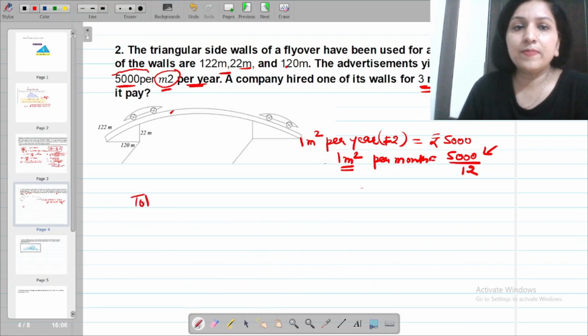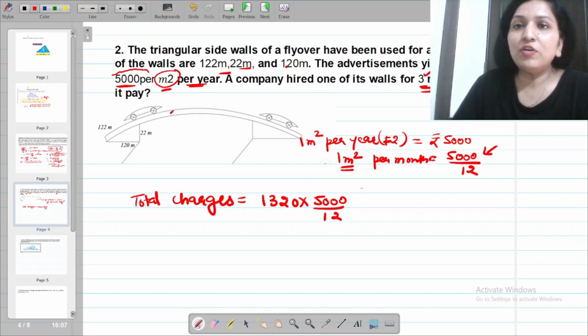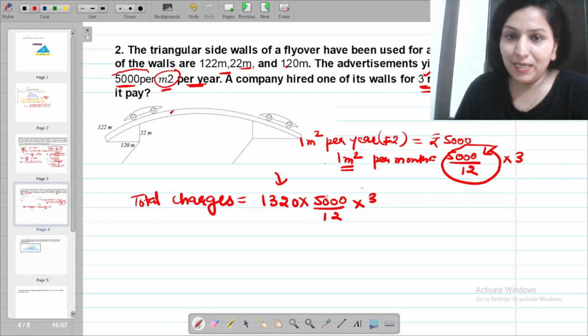So total charges is the area that we have calculated, 1320. For 1 meter square, it is 5,000 upon 12 per month. This is for one month. But we have to give the rent for 3 months, so we have to triple this. Listen again, this charge is for 1 month. If I have to give for 3 months, I triple it, but this much money is for just 1 meter square. But my total area is this much. So all these numbers are to be multiplied.